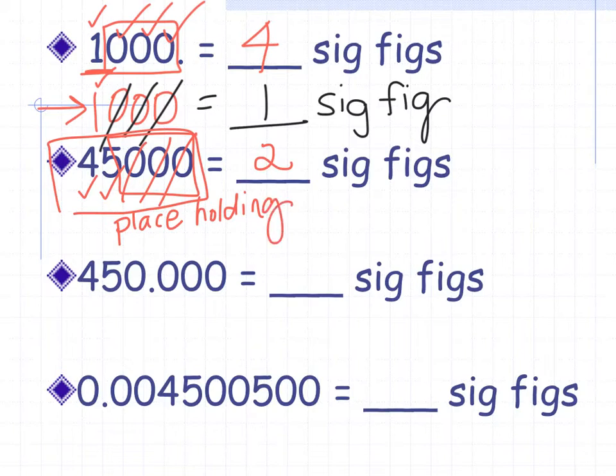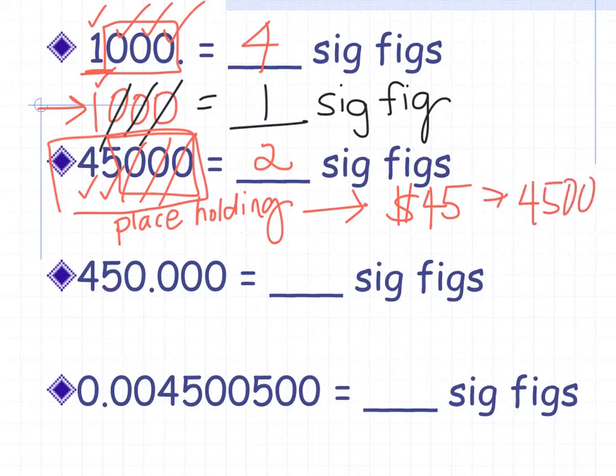Those zeros are holding the place of the 4 and 5. Meaning, if I didn't write them, I would say, oh, I had $45. No way, I didn't have $45. I had 45 grand. What'd you do with my money? And so we have to have those zeros there to hold the place of the 4 and the 5. But we're just saying that these numbers are rounded, so they're not significant. Rounded numbers are placeholders. They are not significant.